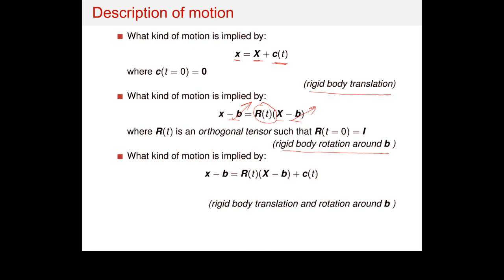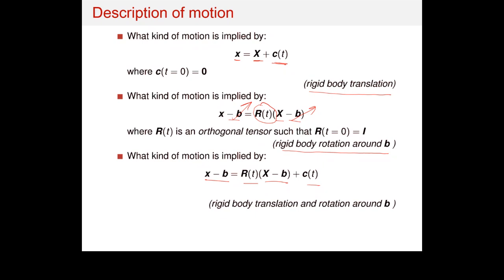And then if you have a combination of both things, then in this case, x minus b multiplied with R transpose, added to a constant. This is a translation and a rotation around the vector. So this is a rigid body translation and a rotation around the vector.